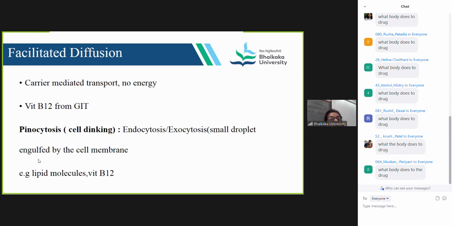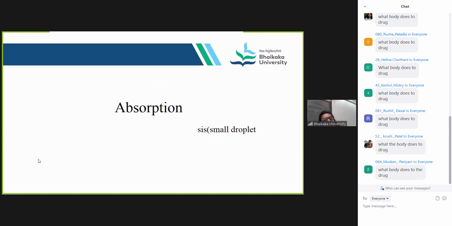Facilitated diffusion: here there is a specific carrier mediated transport. Especially, one example is vitamin B12 from the GIT, which is absorbed via facilitated diffusion. Pinocytosis you need not remember in detail, but understand that it is one example of a mechanism of transport of drug. So there are 5 mechanisms via which drug is transported through the membrane.